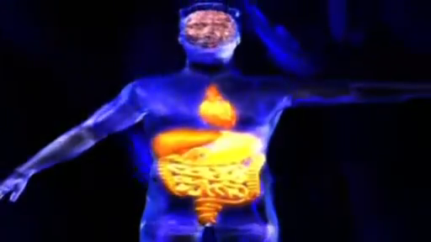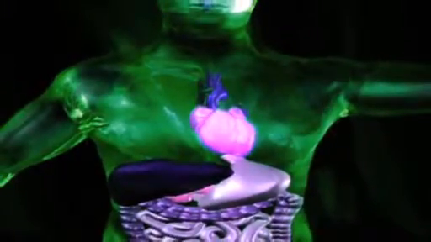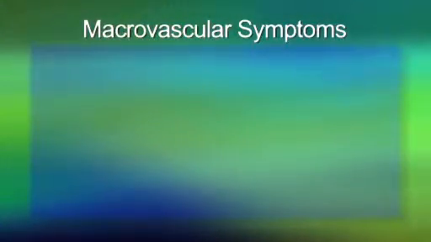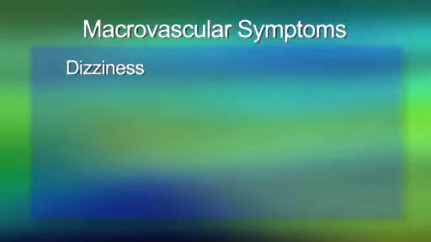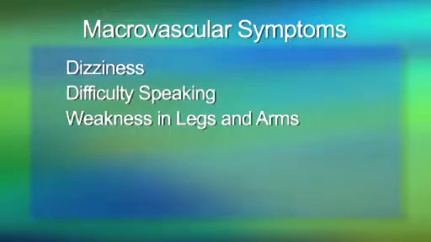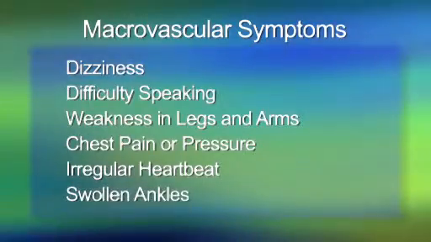The second type of diabetes complication is called macrovascular. This is damage to the large arteries, such as the carotid artery and aorta, as well as internal organs and the brain. These macrovascular effects can include damage to the heart and to the circulatory system, leading to heart disease or stroke. Symptoms of macrovascular complications include dizziness, difficulty speaking, weakness in the legs and arms, chest pain or pressure, irregular heartbeat, and swollen ankles.